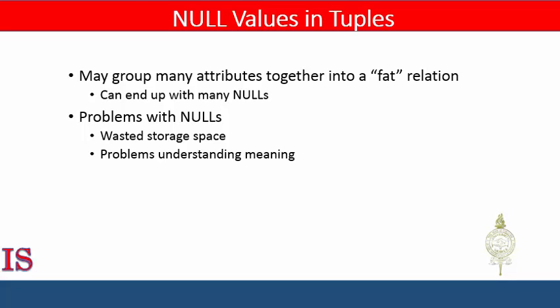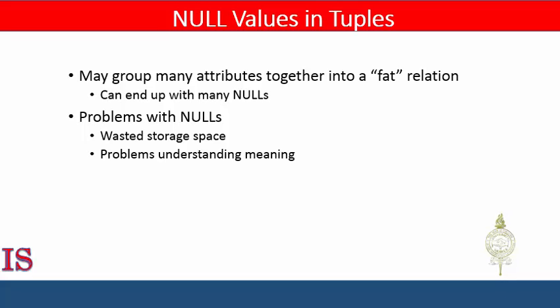In some schema designs, we may group many attributes together into a fat relation. If many of the attributes do not apply to all tuples in the relation, we end up with many nulls in those tuples. This can waste space at the storage level and may also lead to problems with the understanding of the meaning of attributes and with join operations at the logical level. Another problem with nulls is how to account for them when aggregate operations such as count or sum are applied.